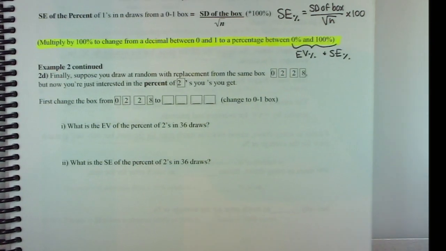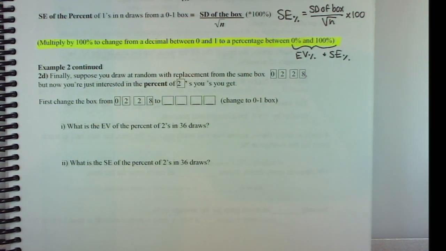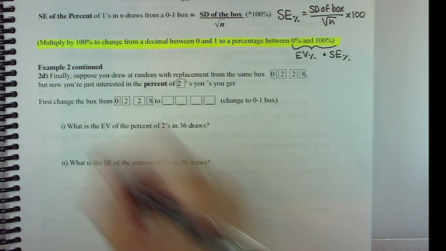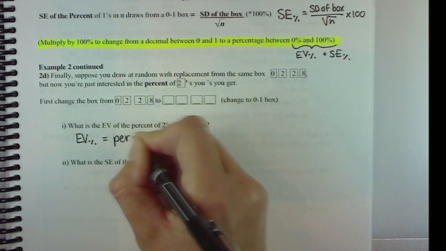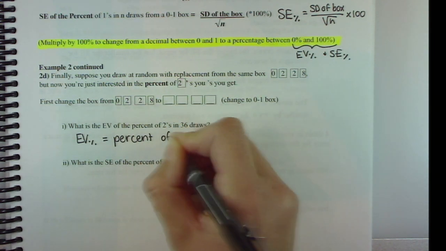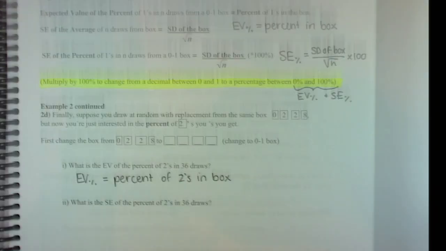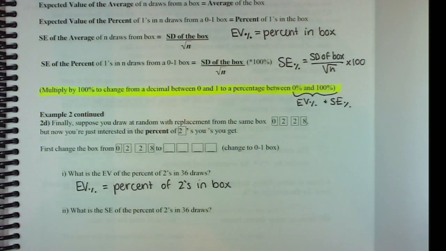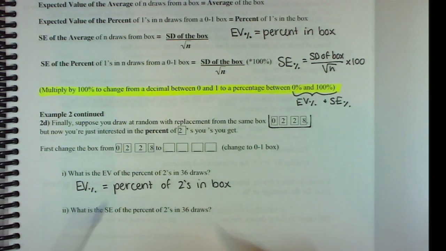So this is like the same kind of example. This is kind of an easy one for the expected value of the percent of twos. Well, that would just be, okay, the expected value for the percent is just the percent of what? Of twos in the box. So that's what I mean up here by the percent in the box, the percent of whatever you're looking at. So there's half twos, right? Here's my box. It has 50% twos.